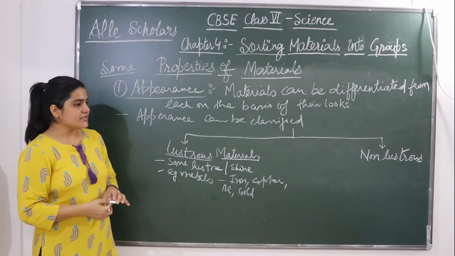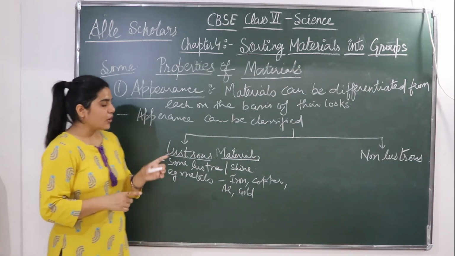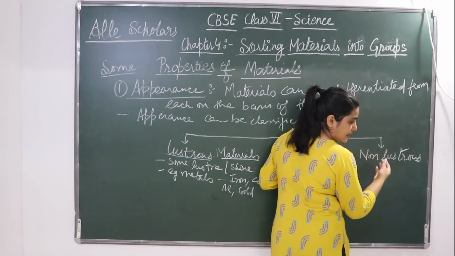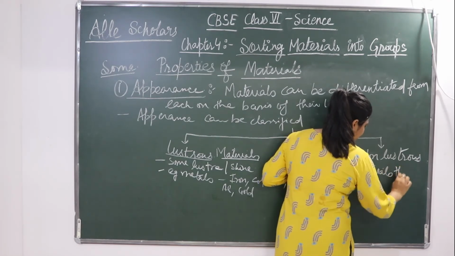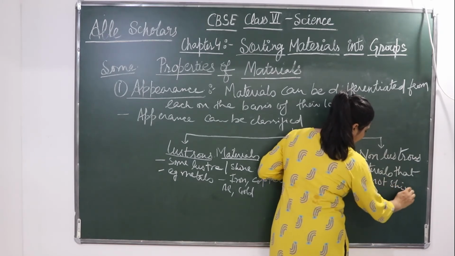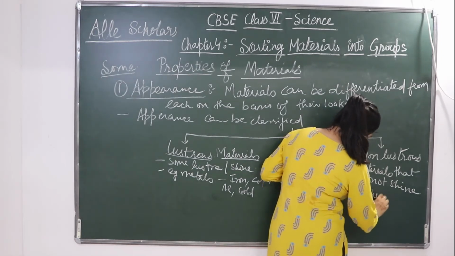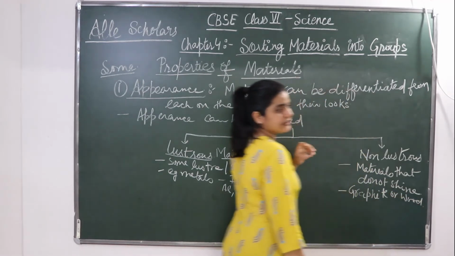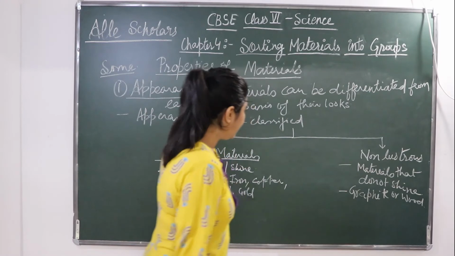So some other materials like graphite, wood, they do not shine and are generally known as non-lustrous materials. Okay, so non-lustrous materials are the materials that do not shine. Okay, so the example for it is a graphite or a wood, etc. They are never going to shine and they are called non-lustrous material.